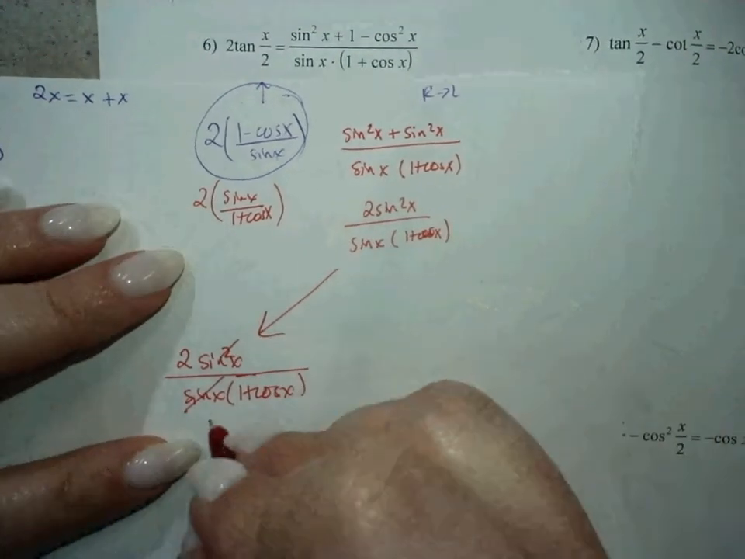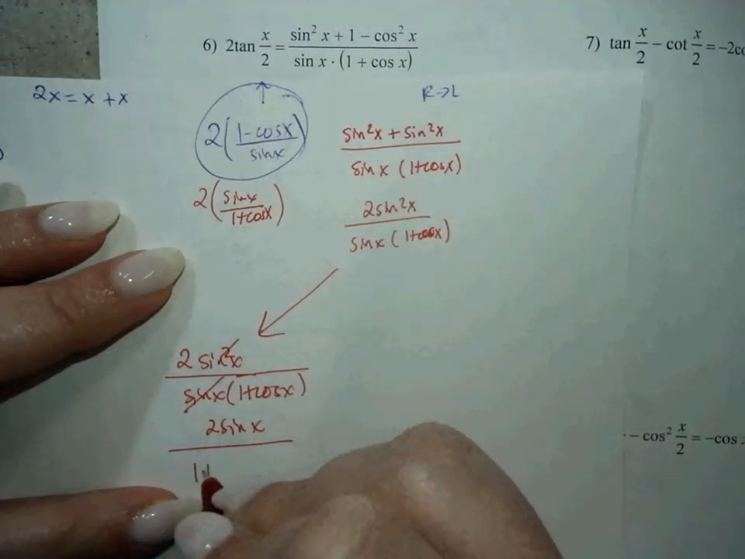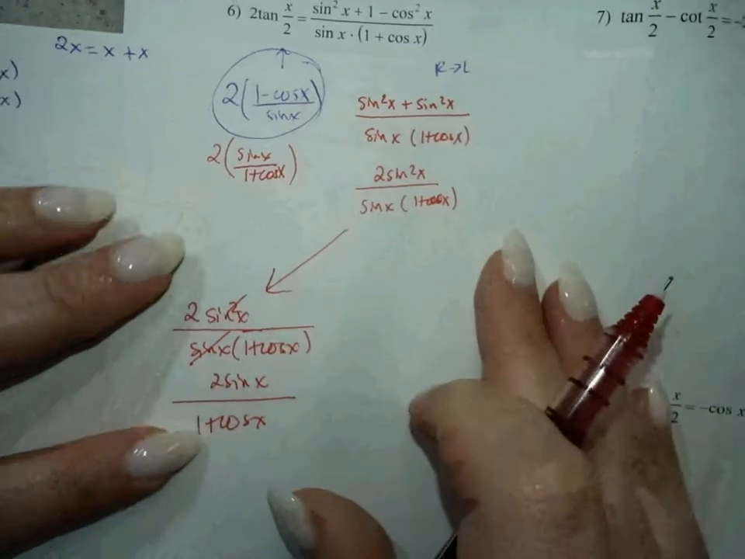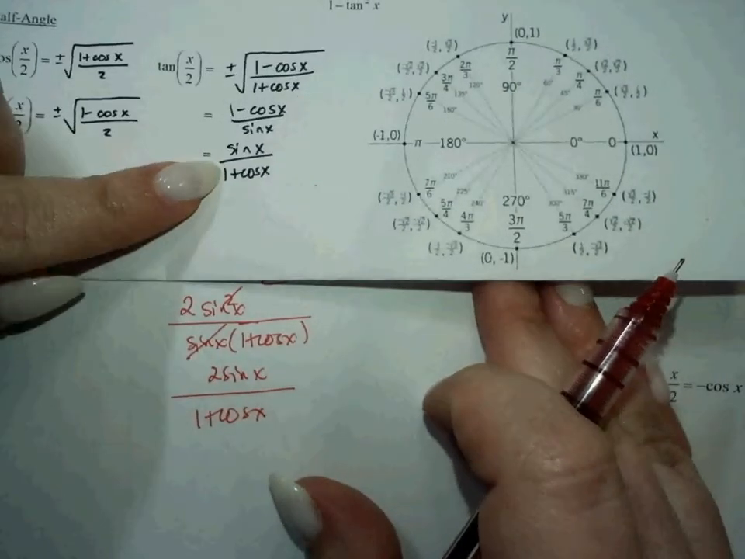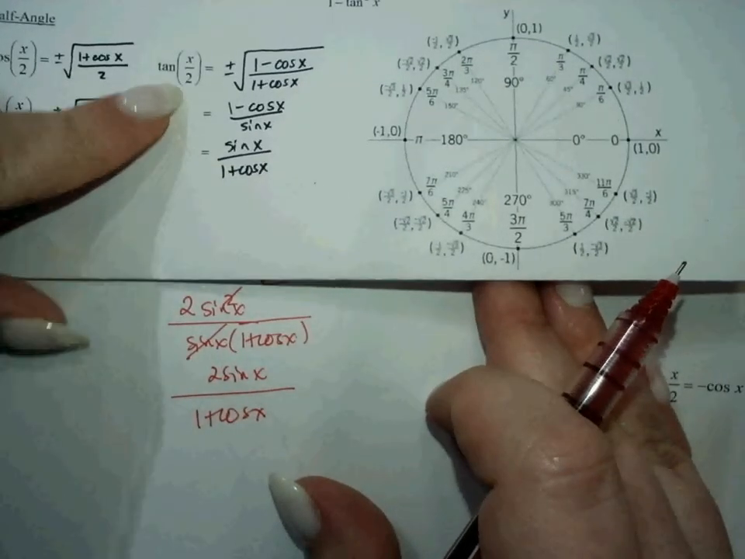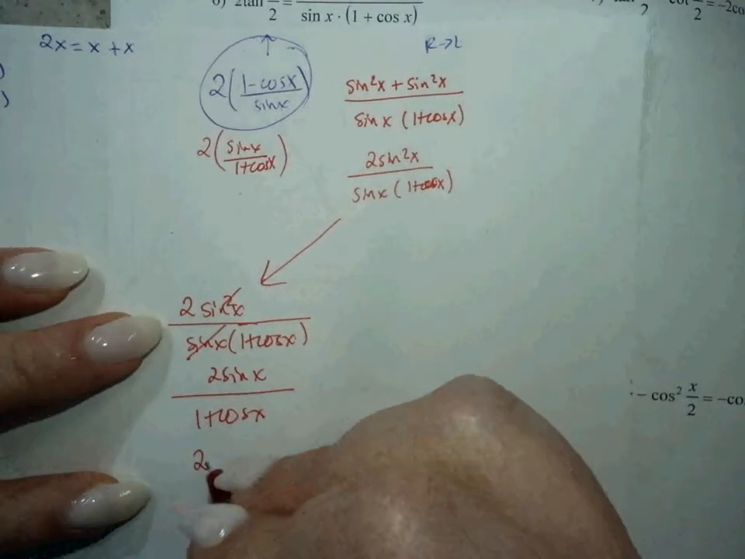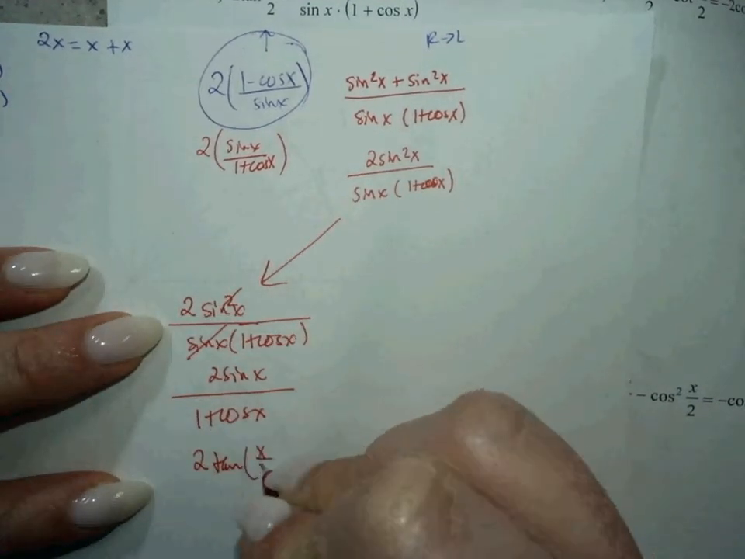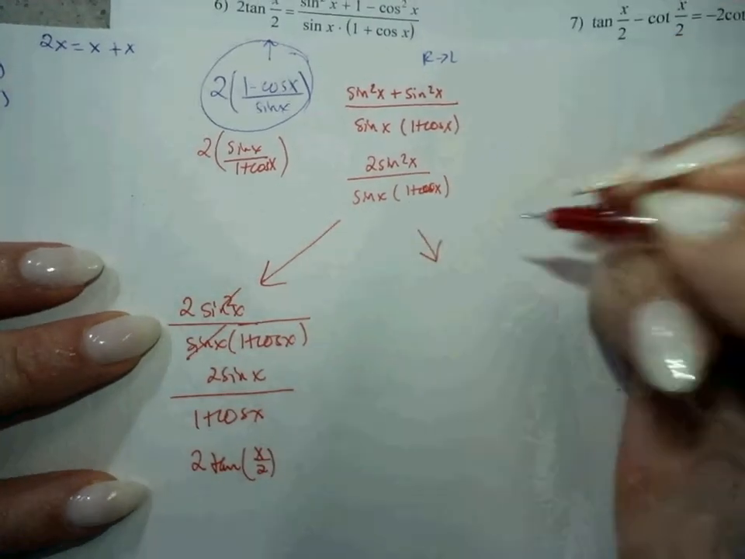Simplify out a cosine or a sine, and you get 2 sine over 1 plus cosine, which we recognize is 2 times this, which is that. So 2 times tangent of x divided by 2.